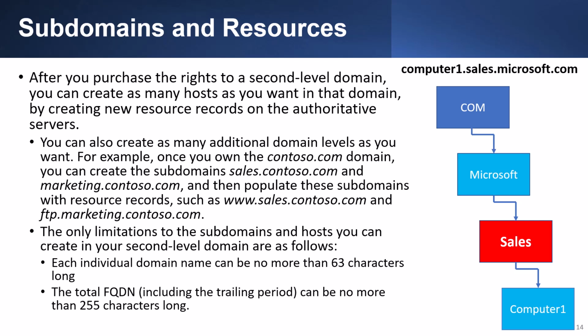Each individual domain name can be no more than 63 characters long. The total FQDN, including the trailing period, can be no more than 255 characters long.